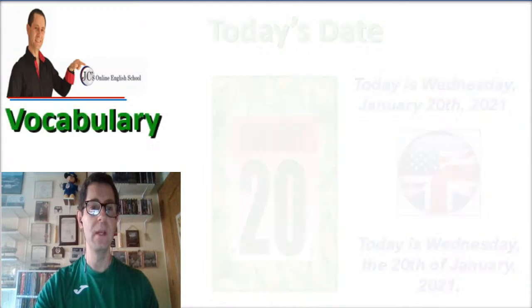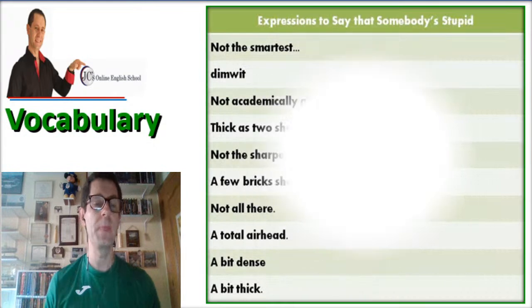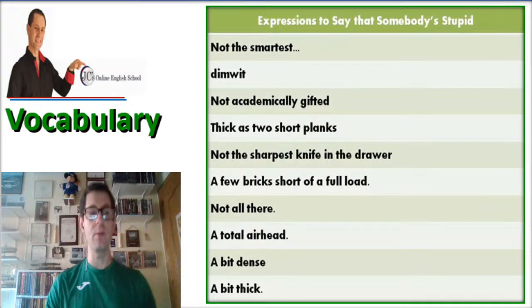Let's move on. Let's see what else we have for you today. We start with some vocabulary. We're going to review some vocabulary from previous lessons.